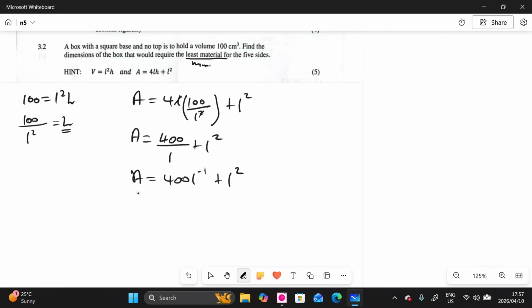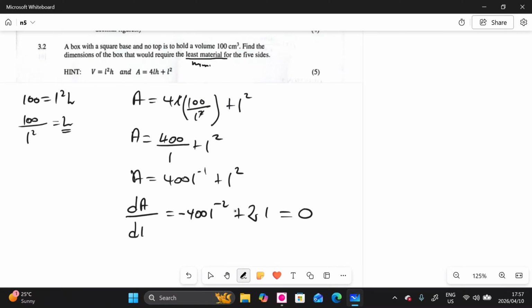We derive area with respect to length. So dA over d length. What is our answer there? The derivative of length to the power of -1 is going to give us -400 length to the power of -2. And then this one here is going to give us plus 2 length. There we go. This is going to be equal to 0. Let's not forget minimum, guys, least material, right?